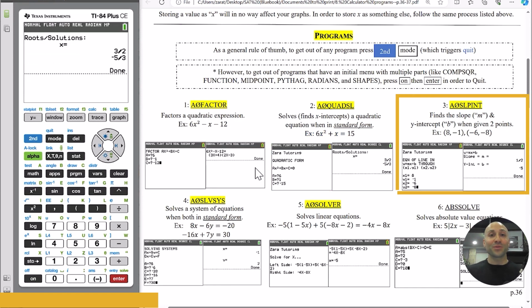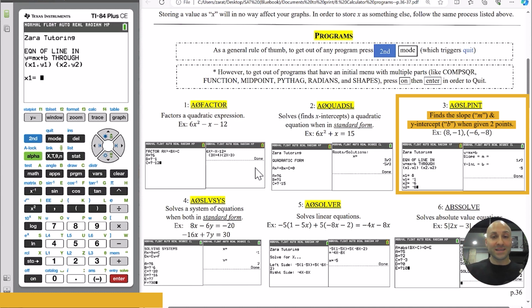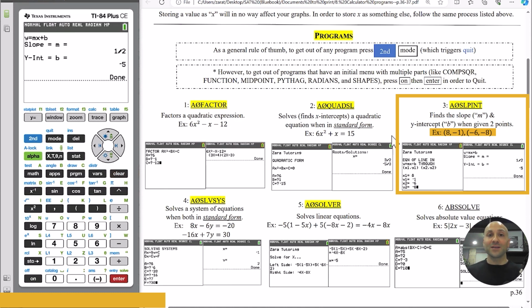On to program number 3, slope int. So program number 3 here is slope intercept. We'll press enter, and it helps us to find the slope and the y-intercept for the line when given 2 points. So let's go ahead and use this example that I have here. We'll go ahead and put 8 and -1, as well as -6, -8. And then we have the slope and y-intercept. If you had to put it in slope-intercept form, we know that's y equals mx plus b. We could just put y equals 1/2 x minus 5.